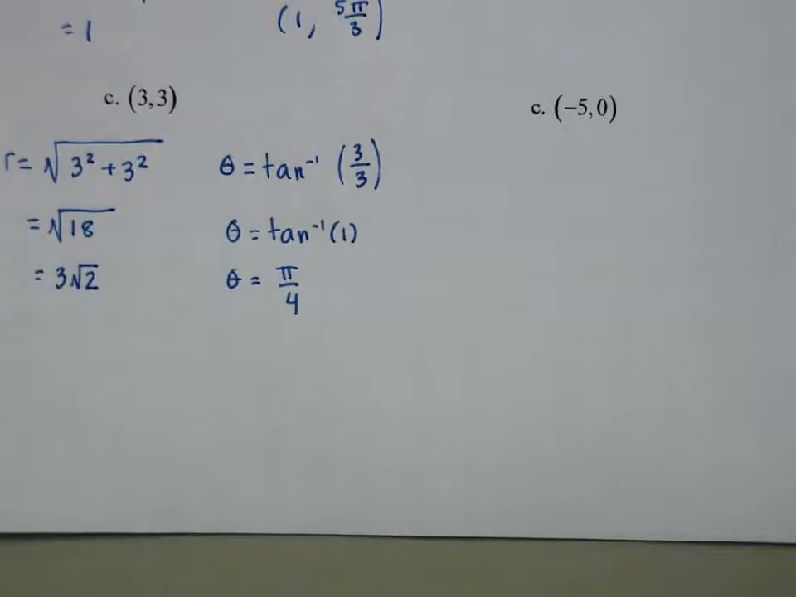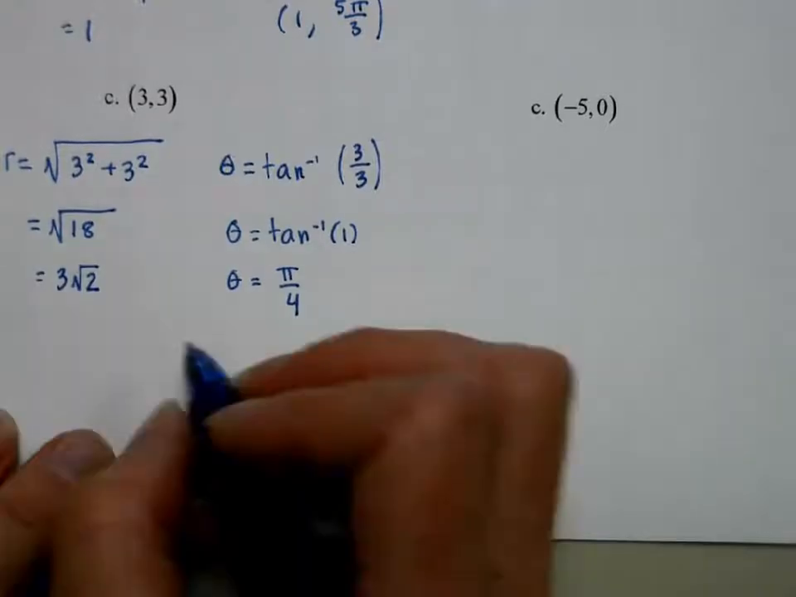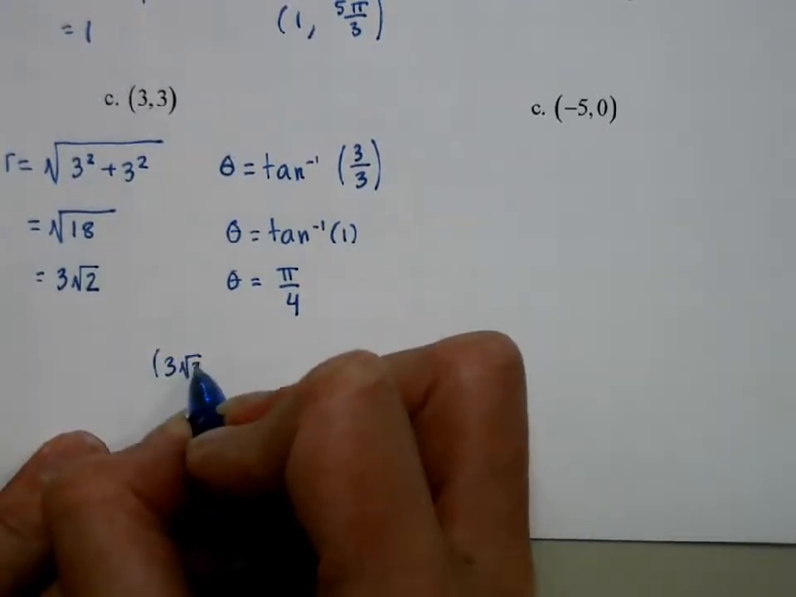To get our theta, it's going to be the tangent inverse of 3 over 3. 3 over 3 equals 1. Tangent is 1 in both the first and third, but we're looking for first at pi over 4. So this rectangular coordinate is 3 root 2, not 3, pi over 4.